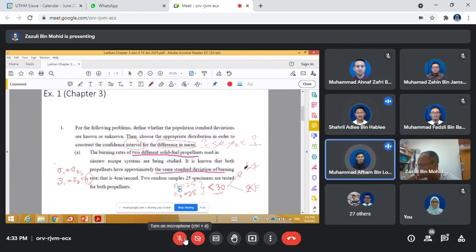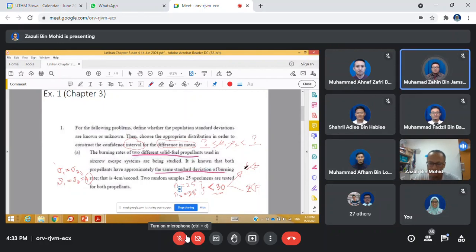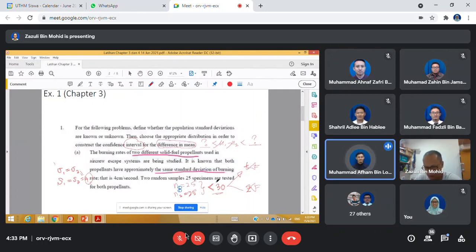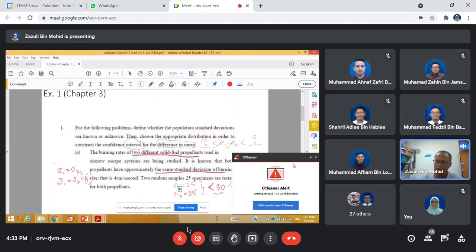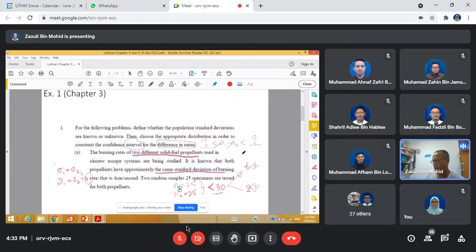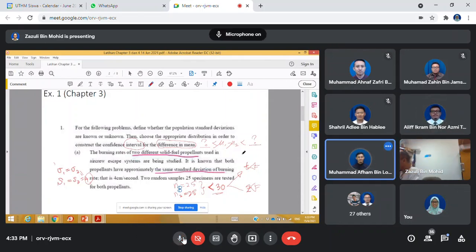T doktor. T. Kenapa you kata dia T? Sebab dia kurang daripada 30. N kurang daripada 30. Lagi syarat-syarat yang menentukan dia, ada lagi clue lain mengatakan dia T. Sigma unknown. Variance unknown.